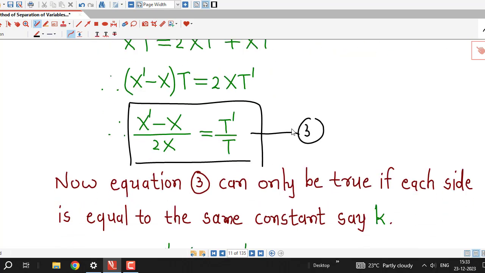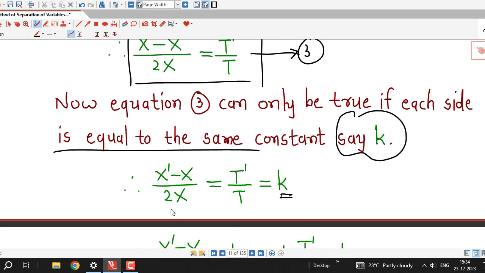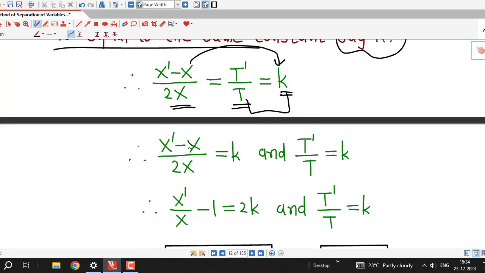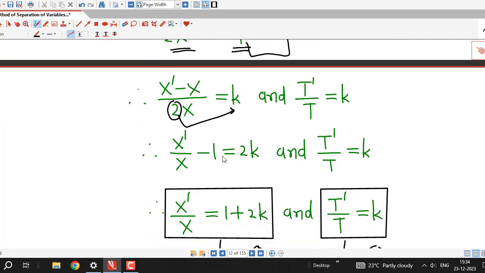Now equation 3 can only be true if each side is equal to the same constant, say k. Therefore I have written k for both of these. After that I compare this with k, and we can take these two on the right hand side, and we divide: X dash by X minus X by X, that is 1, equal to 2 times k. And again I can take this 1 on the right hand side, and I have X dash by X equal to 1 plus 2k. Here I have T dash by T equal to k.